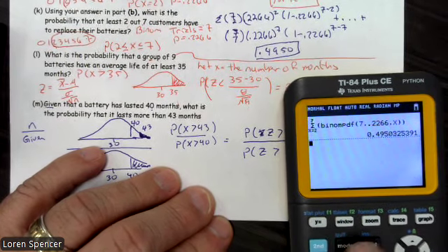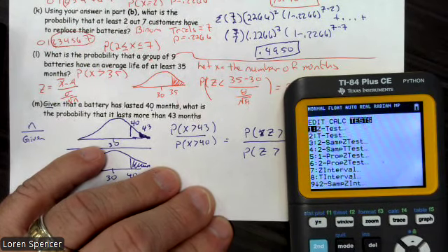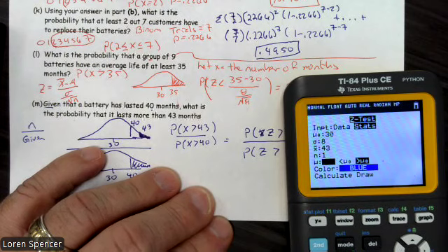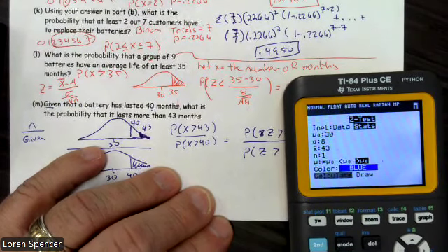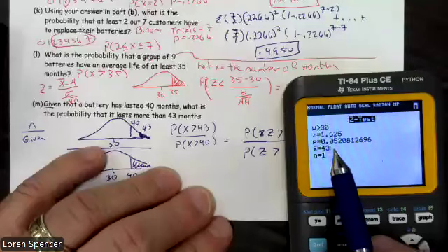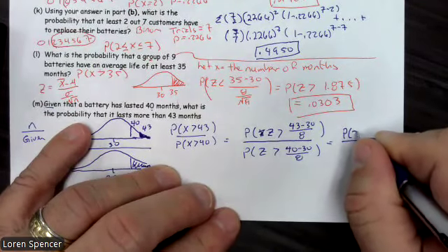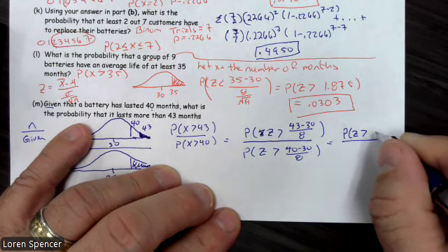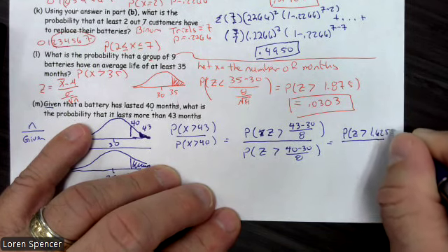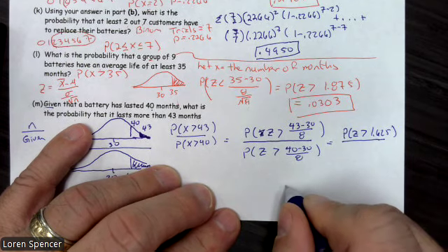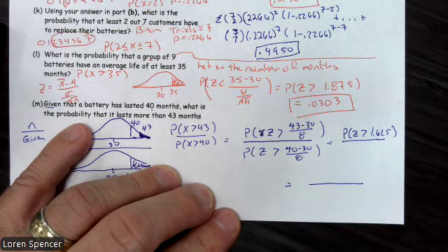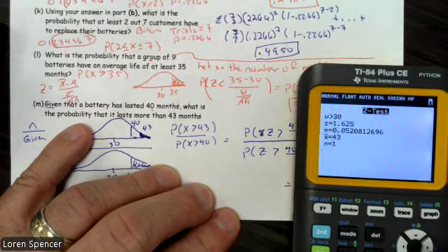Oops. Stat test, z-test. And we end up with 1.625. So the probability that z is greater than 1.625 equals 0.0520.